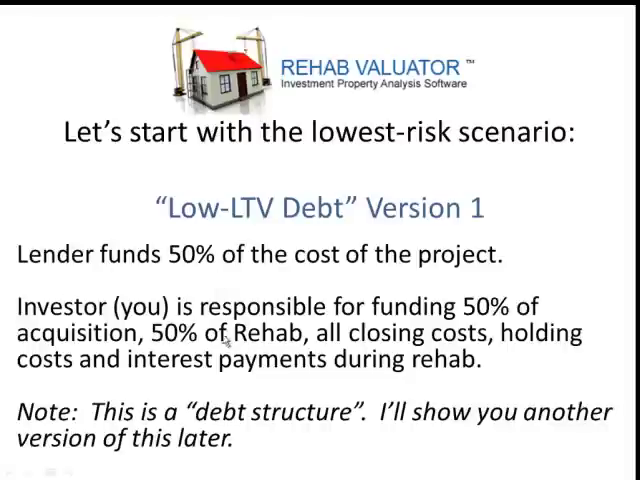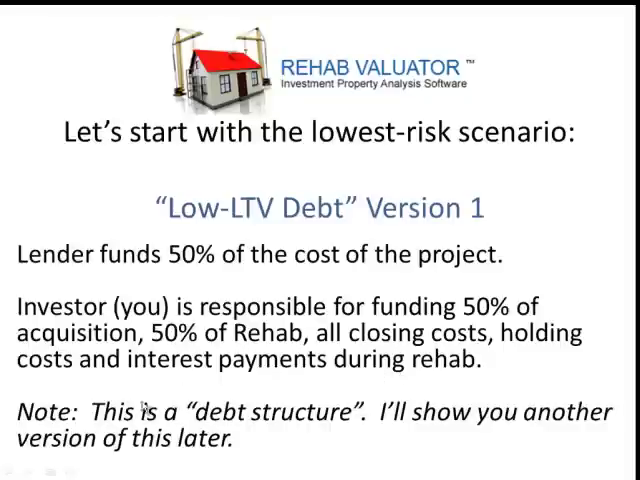Another reason why I'm going to show you how to structure this is if you ever go to get a construction loan from a local bank, they typically use this scenario, only the number is 80% instead of 50%. So most of my construction loans are where the lender funds 80% of acquisition and 80% of renovation, and I've got to come up with the rest. So again, lender funds 50% of the cost of the project. Investor you is responsible for funding 50% of acquisition, 50% of rehab, and then you cover all the closing, holding costs, and you make interest payments during the rehab.